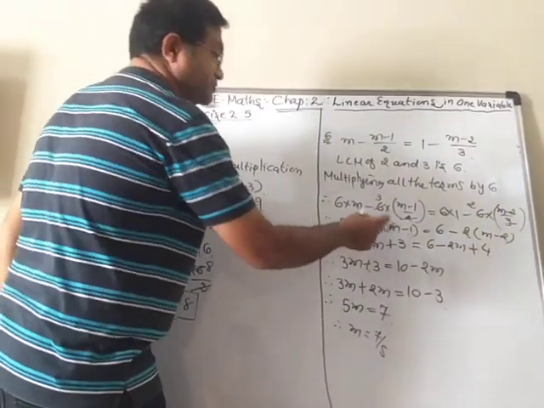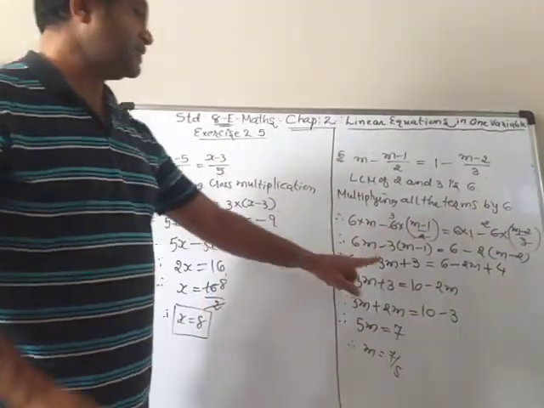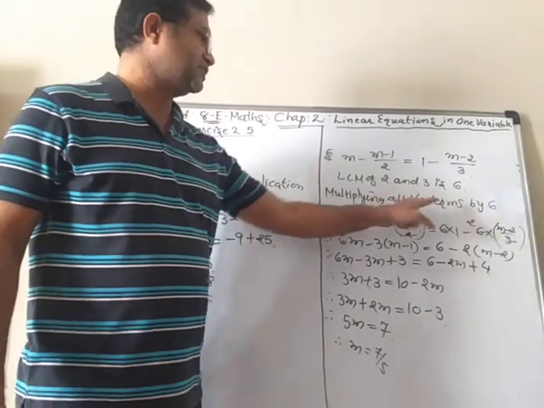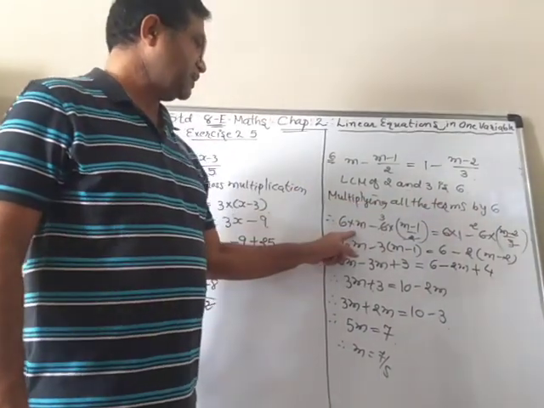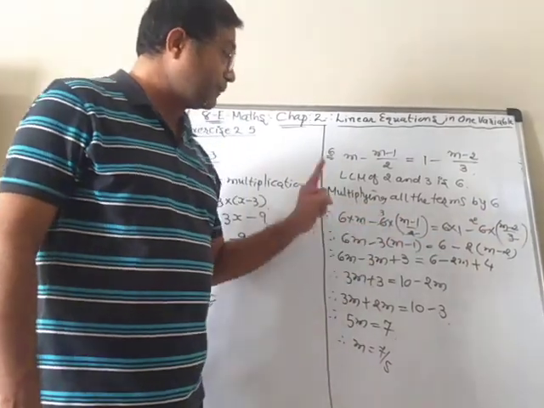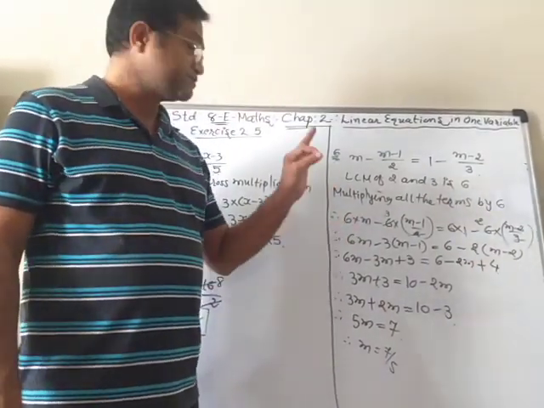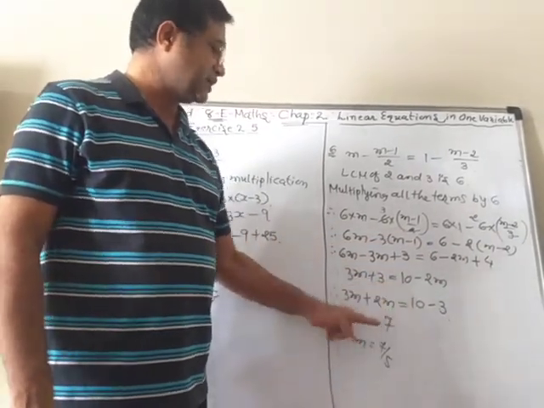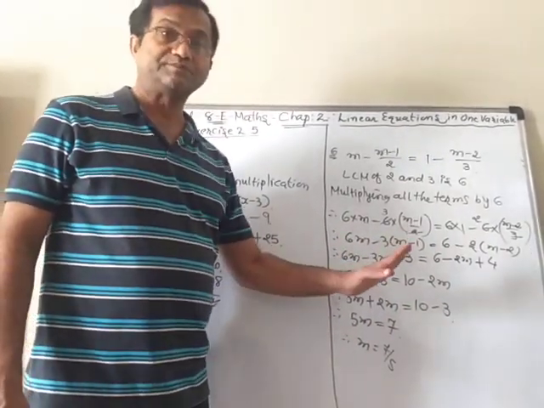So what I explained to you is very important. First take the LCM, multiply all the terms by that LCM, then do whatever cancellation there is, then open the bracket. But while opening the bracket, be careful to change the sign inside, and then it is simple.